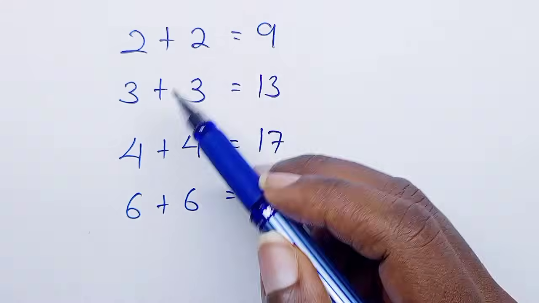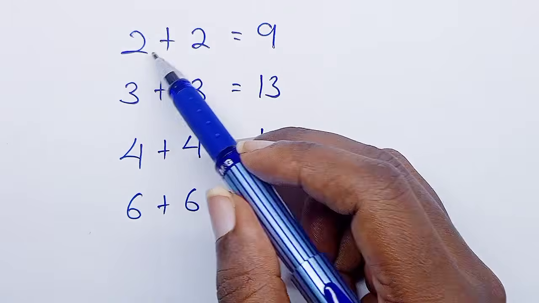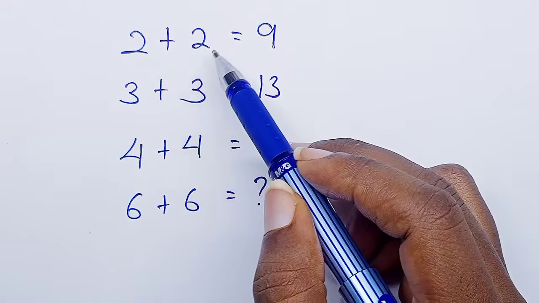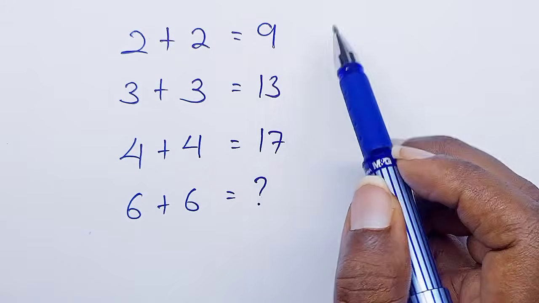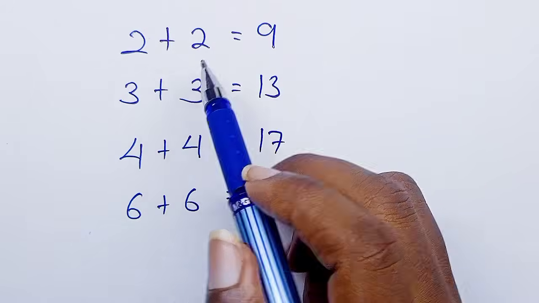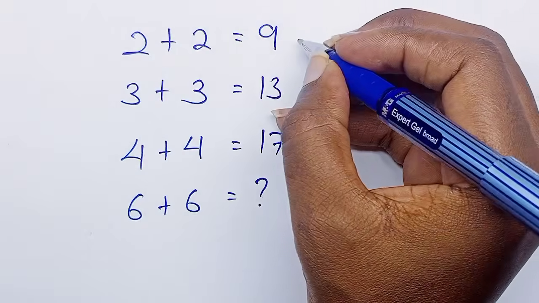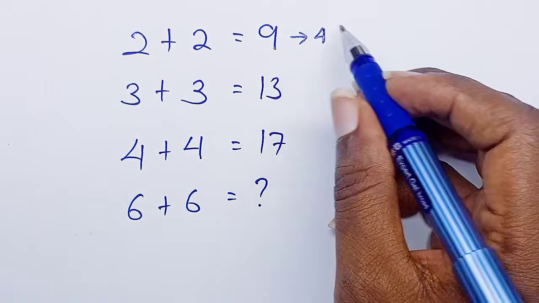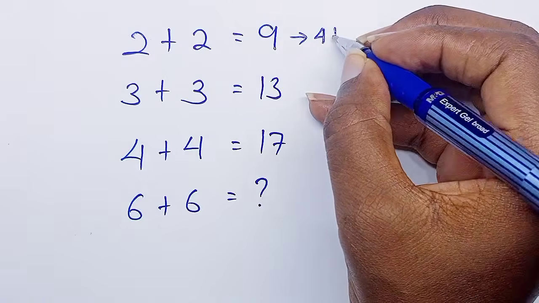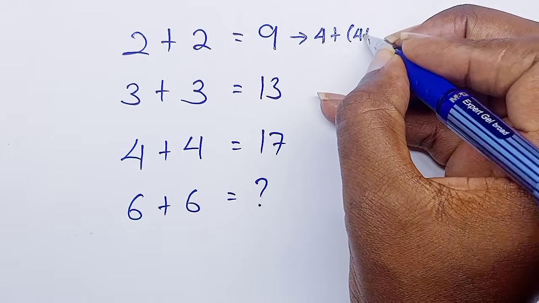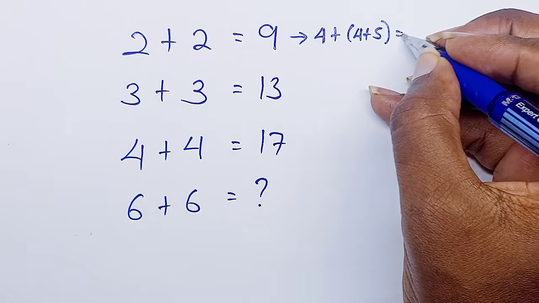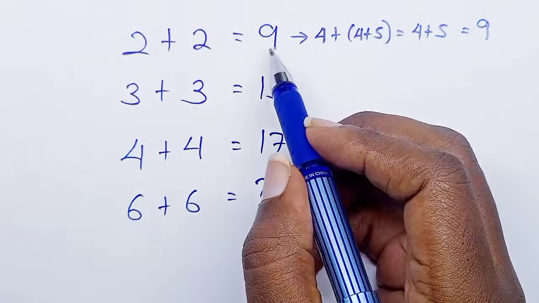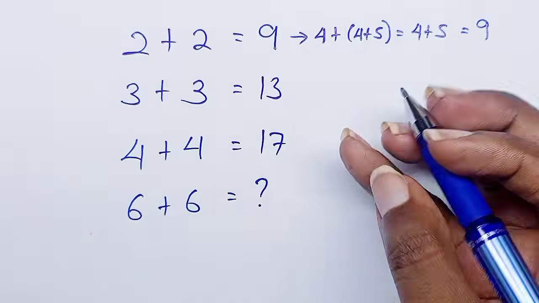So the logic behind this is you add the two terms, 2 plus 2, and then after that, add the successor of that result to that answer. What do I mean? You get 2 plus 2, which gives us 4. And then on this 4, you add the successor of 4. So the successor of 4 is 4 plus 1, which is 5. Okay? So it will be 4 plus 5, which is equal to 9. So that's how they were able to get this 9.